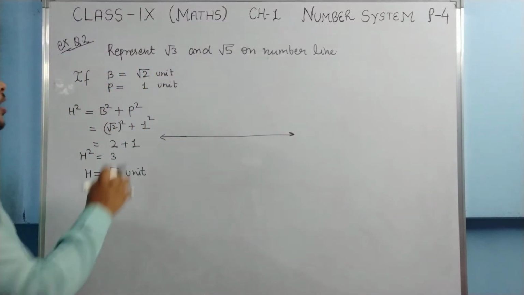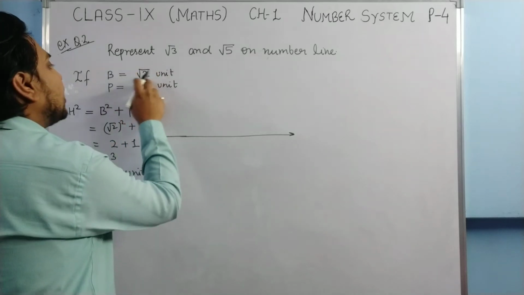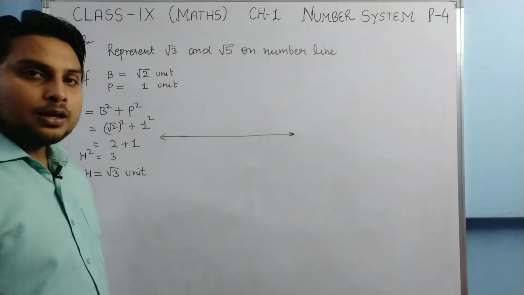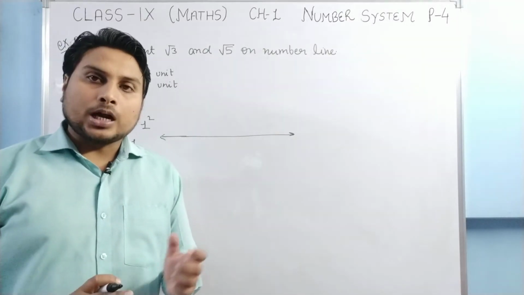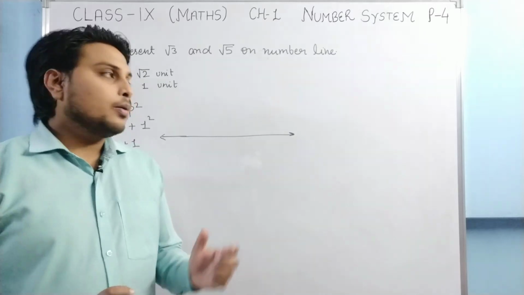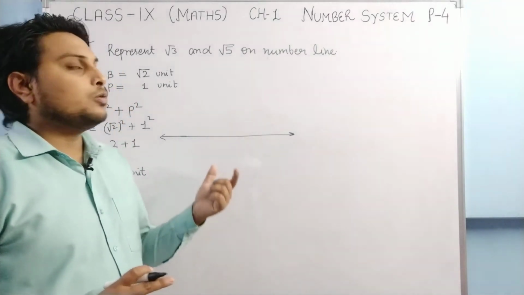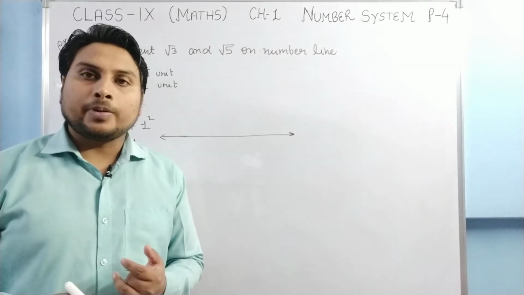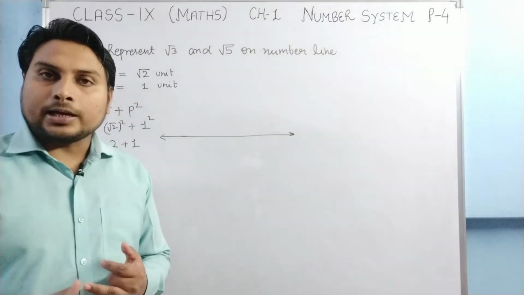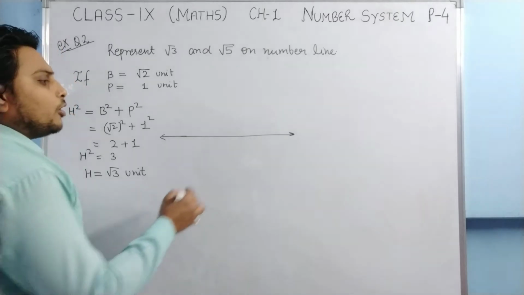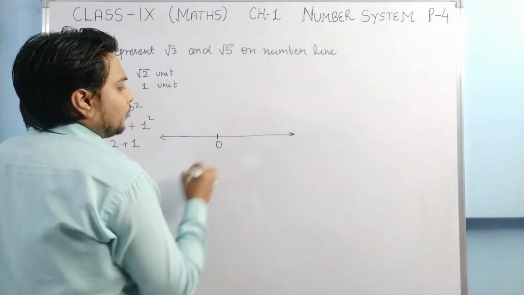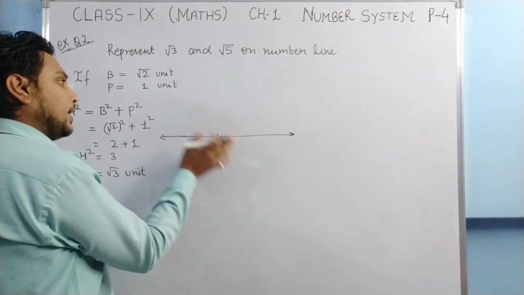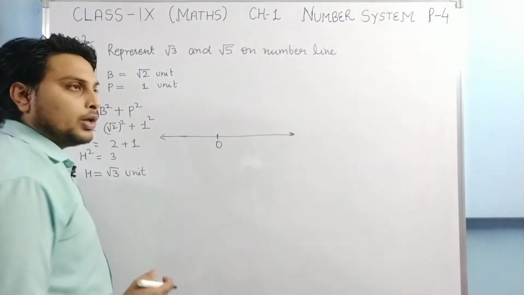Let us see. On the base we should have under root 2. Then by scale can you measure under root 2 unit? No, because under root 2 is what? Under root 2 is an irrational number, whose decimal value is non-terminating, non-repeating. So by the scale we cannot directly measure under root 2 unit. So what we will do? We will firstly represent under root 2 on number line, and then we will proceed for under root 3.